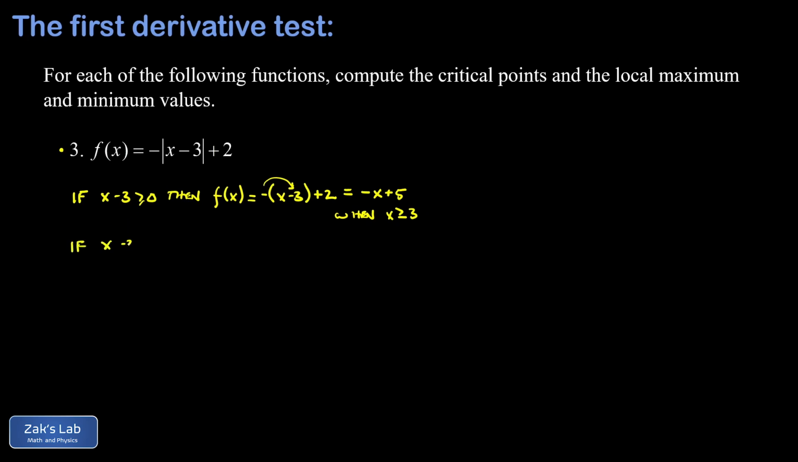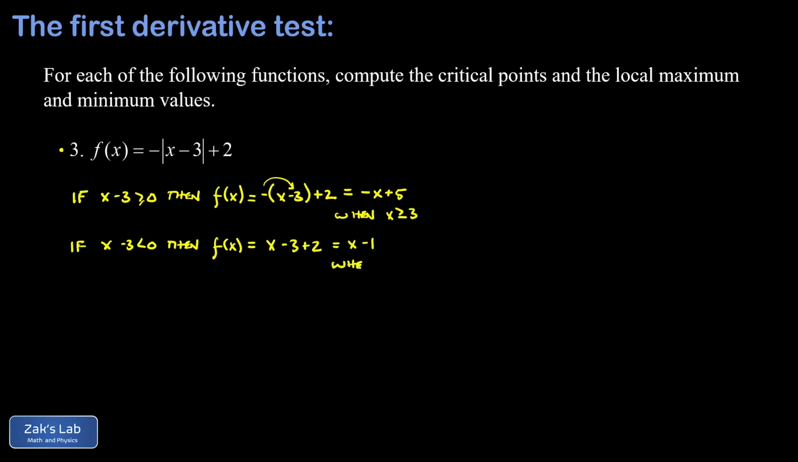Now, if x minus 3 is less than 0, the absolute value function is going to multiply it by negative 1 to turn it into a positive number. So I have the negative of the absolute value of x minus 3, but the absolute value of x minus 3 is the negative of x minus 3. So I end up with a positive x minus 3 plus 2. That cleans up to x minus 1, just a simple linear function with a positive slope.